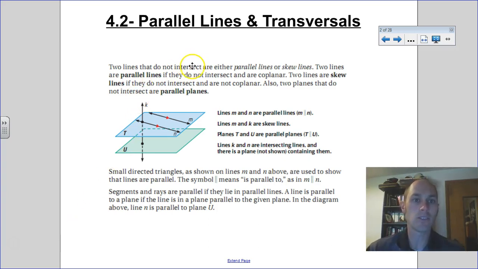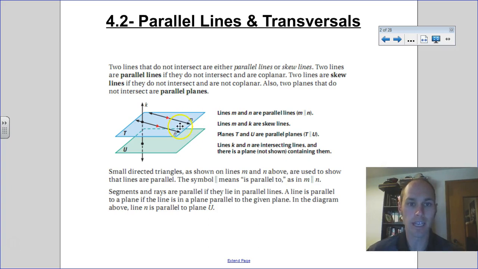So two lines that do not intersect or do not cross are known as either parallel lines or skew lines. If they're in the same plane, they're parallel. If they're not in the same plane, if they're not coplanar, they're skew lines. And two planes that would never intersect would be known as parallel planes.